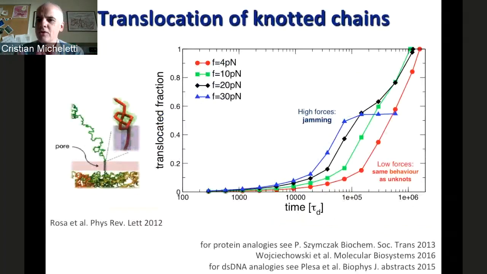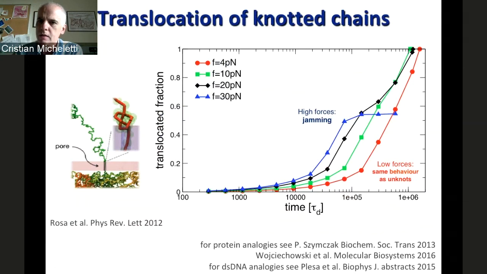So all the phenomenology that I told you so far, which is for thin, fully flexible and long chains, can be summarized by this graph that you see, where on the x-axis you have the translocation time since the beginning of translocation, and on the y-axis you have the translocated fraction of the chain. If you start at low force, is the red curve, you see that the entire chain goes through in a certain amount of time. This is a knotted chain. If you increase the force, 10 piconewton is the green curve, you go through faster.